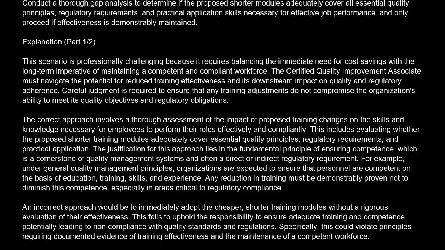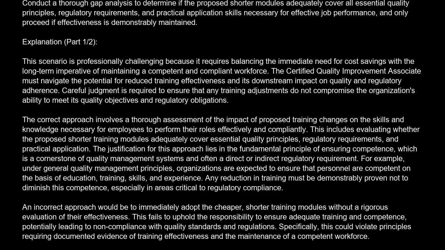Explanation. This scenario is professionally challenging because it requires balancing the immediate need for cost savings with the long-term imperative of maintaining a competent and compliant workforce. The Certified Quality Improvement Associate must navigate the potential for reduced training effectiveness and its downstream impact on quality and regulatory adherence. Careful judgment is required to ensure that any training adjustments do not compromise the organization's ability to meet its quality objectives and regulatory obligations.